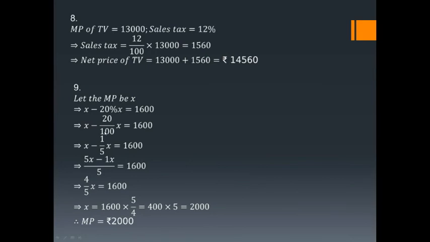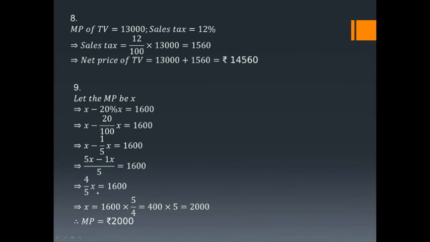If you simplify this with 20, this is one time. With 20, this is five times. That is 1 by 5x. x minus 1 by 5x equal to 1600. If you take 5 as an LCM here, x does not have any denominator, so you have to multiply straight away. That is 5x minus 1x equal to 1600.